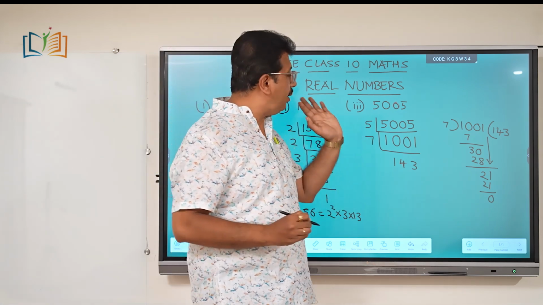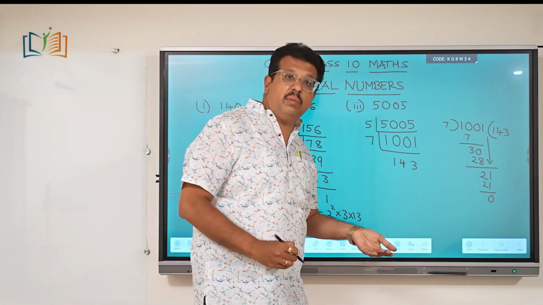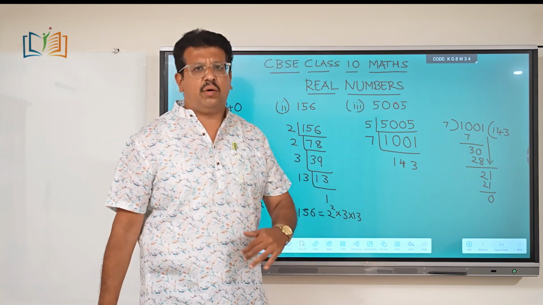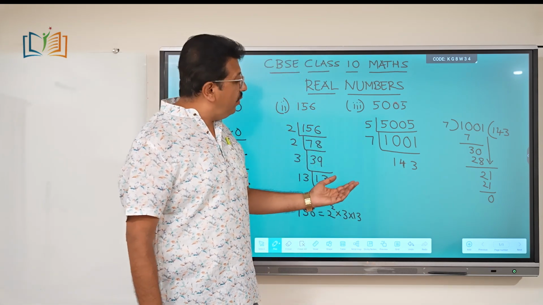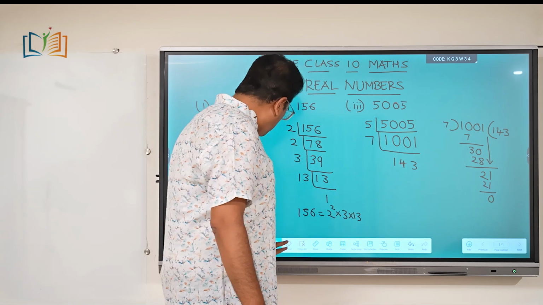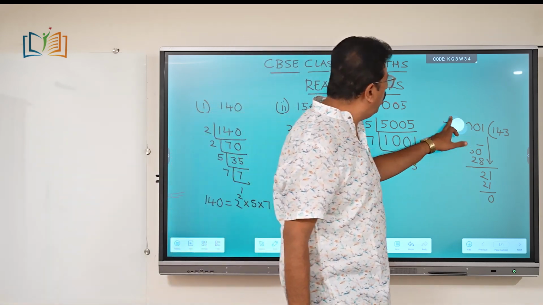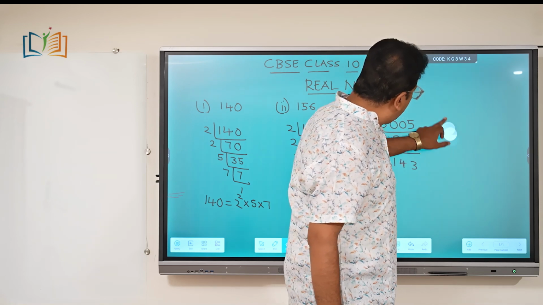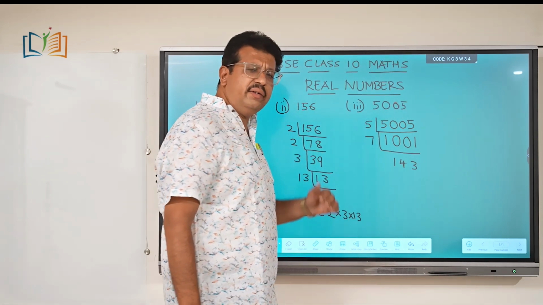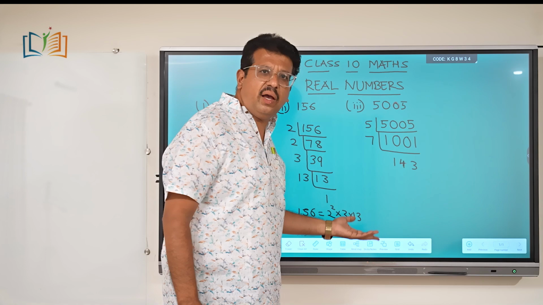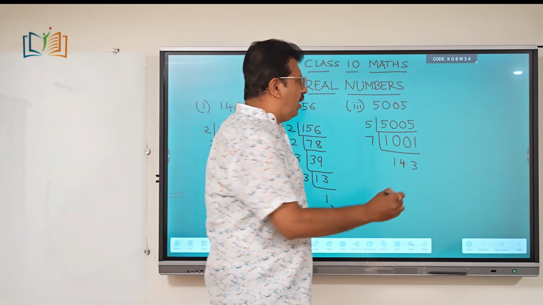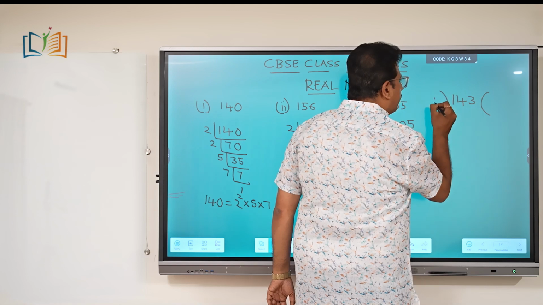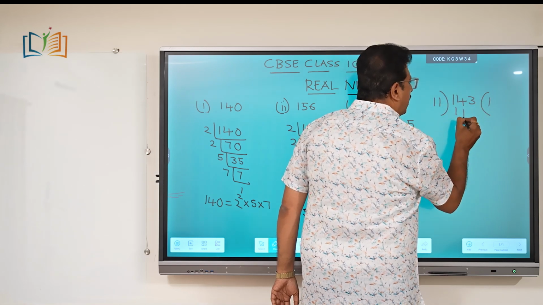143. When 143 comes, what is the next prime number? You can't take 2, you can't take 3, you can't take 5, you cannot take 7. So take 11. If you feel comfortable, you do it orally. If you are not feeling comfortable, as I explained just now, do it and see if it's coming by the 11 table. Don't worry. Please do it and see. 143 divided by 11. 11 ones are 11.